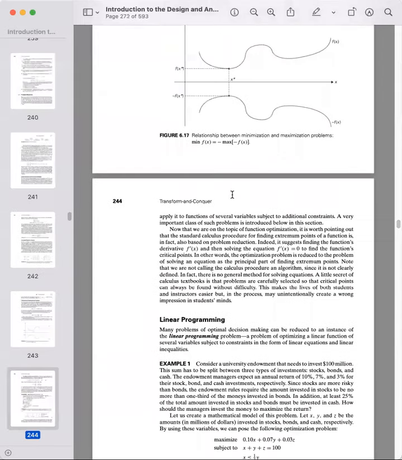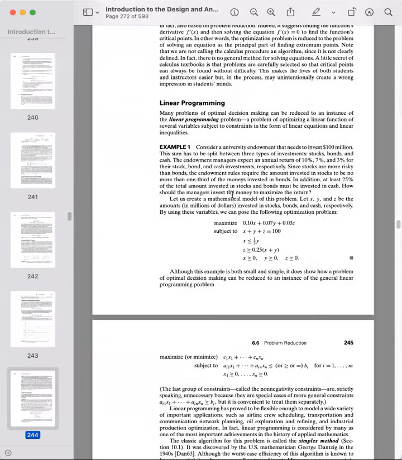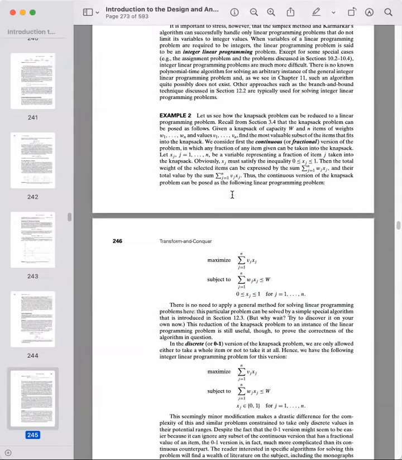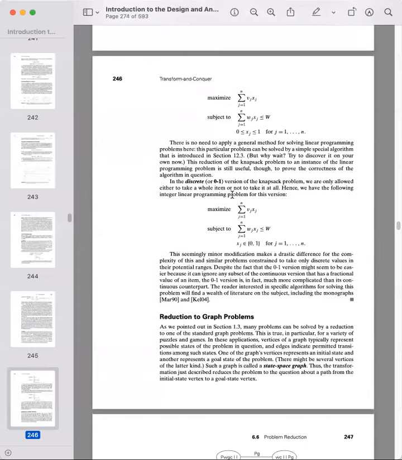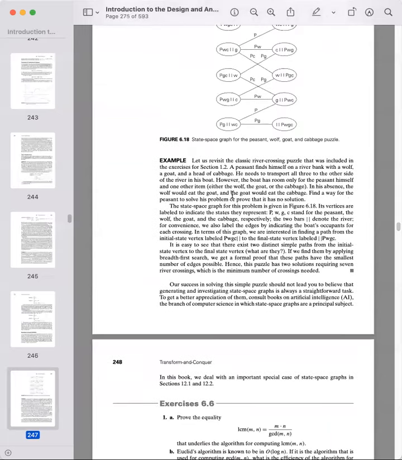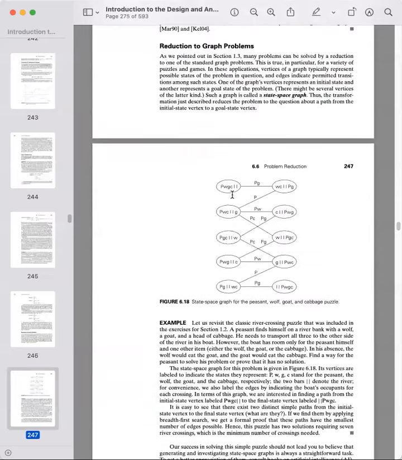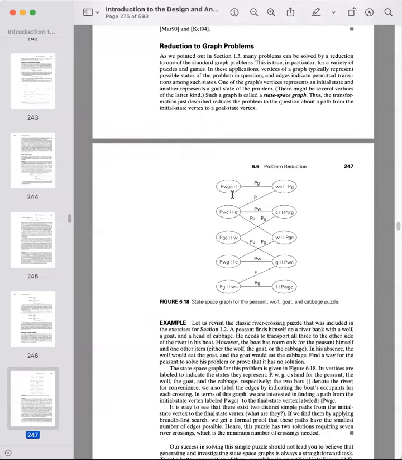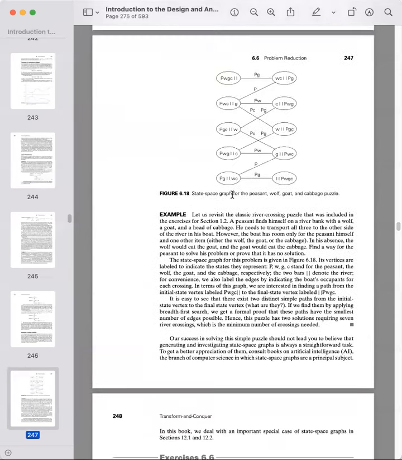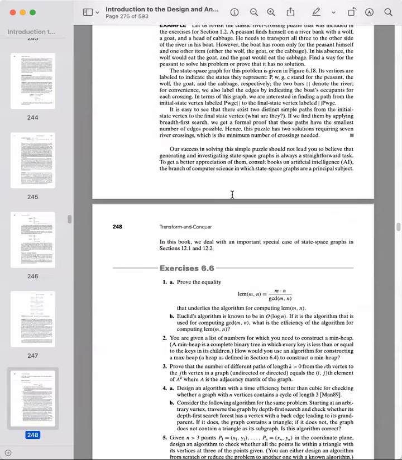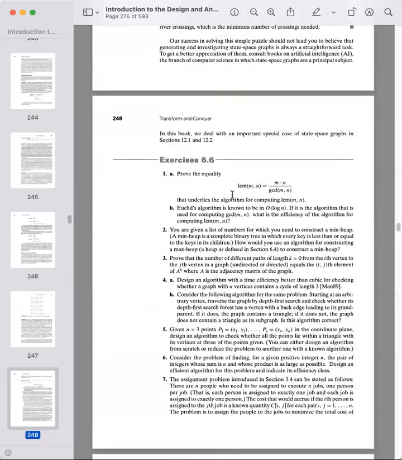The rest of this, we may talk more about linear programming later in another chapter. I don't know if we're going to get that far or not, but that gives us a quick little overview. Here we talked about the wolf, goat, and cabbage puzzle. This is the way to reduce our problem to a graph problem and find the solutions. I don't think I'm going to give any homework from this section either, but it's interesting stuff.